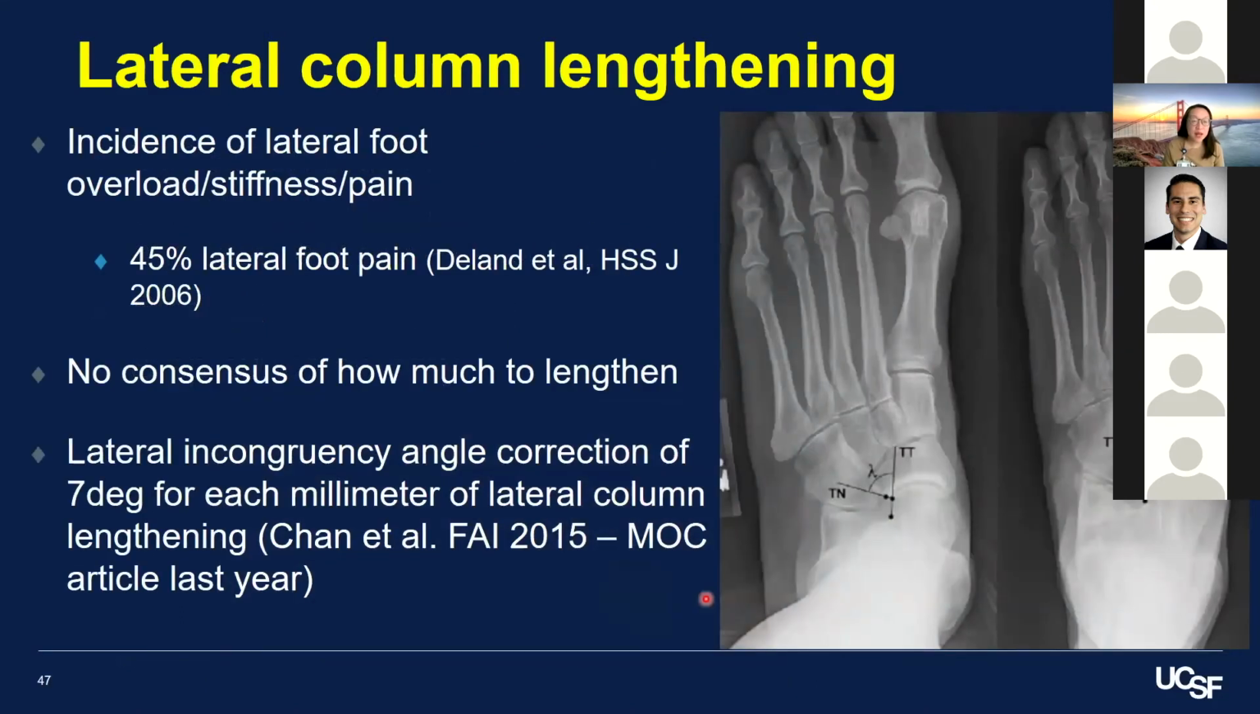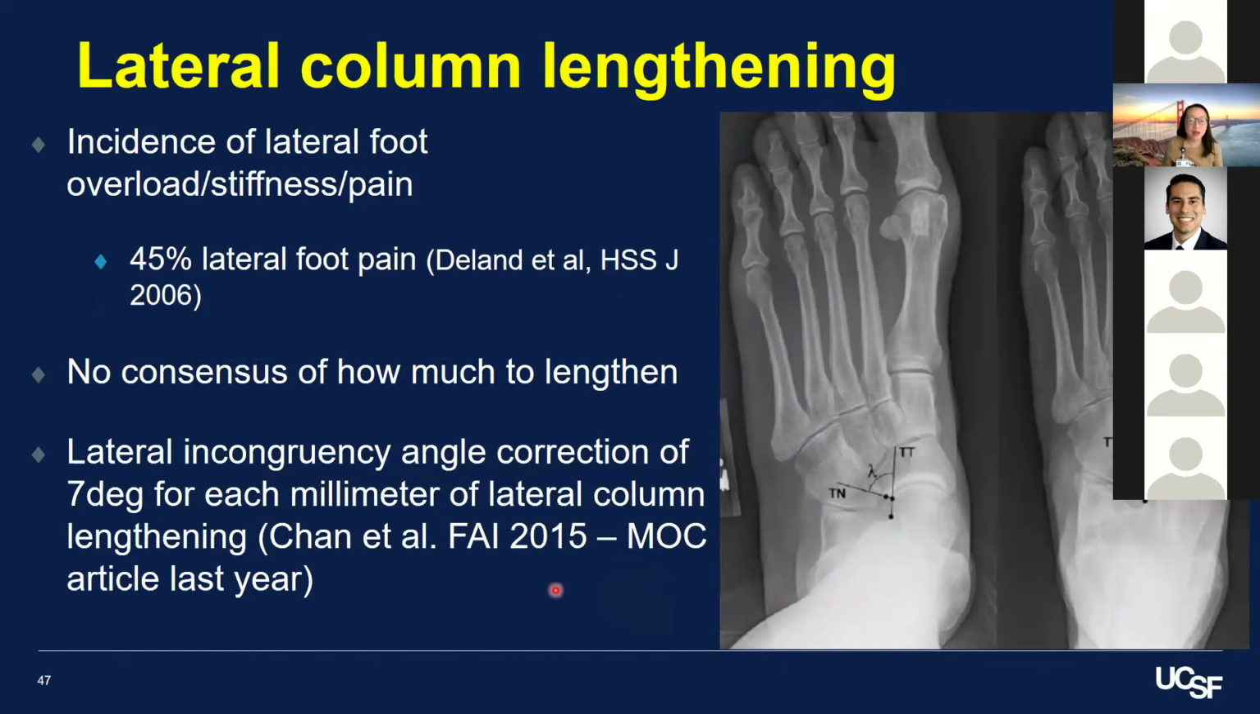The problem with lateral column lengthening and the reason why some surgeons don't do these at all is that there is a high incidence of lateral foot overload and stiffness and pain. So Delanda at HSS found almost half of the patients who had a lateral column lengthening had some level of foot pain. They weren't severe foot pain, but they were some discomfort on the lateral side. And the reason why this is the case is that there's really no consensus. We don't know how much to really lengthen, and there are no set guidelines.